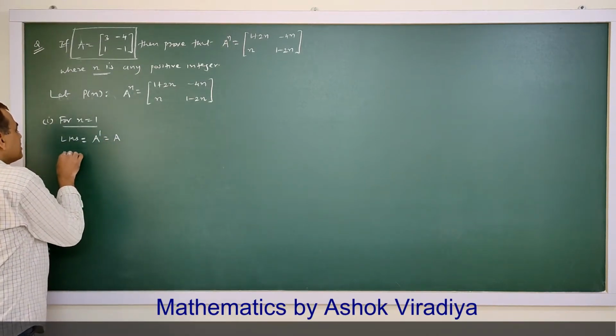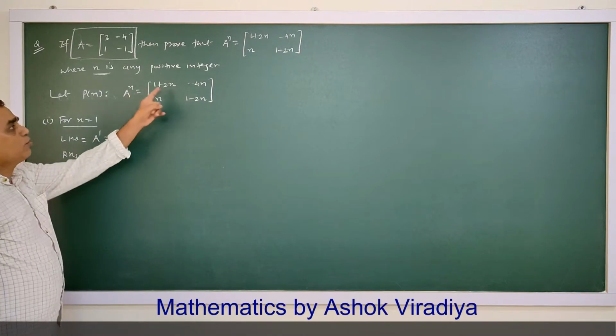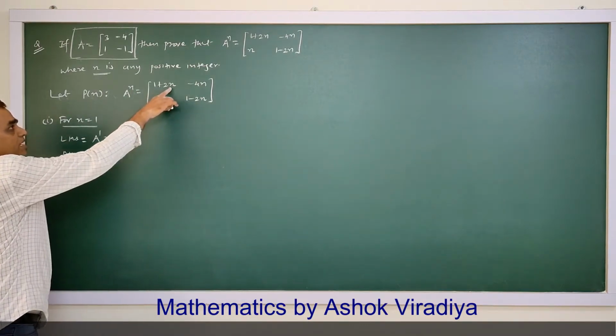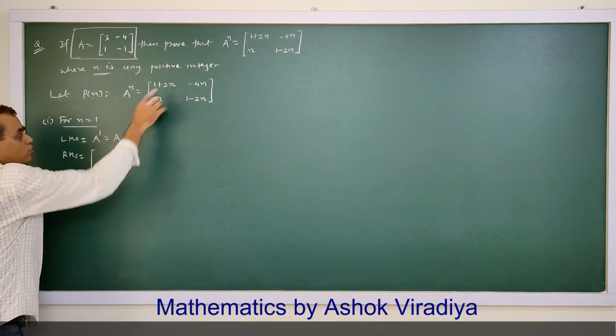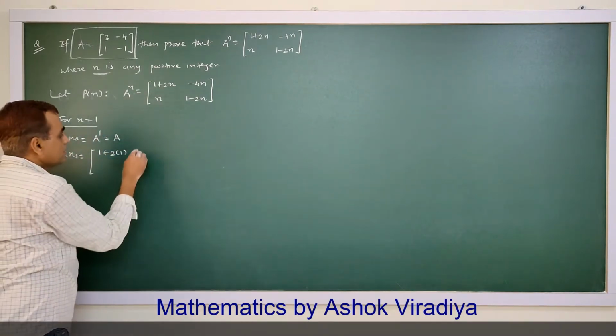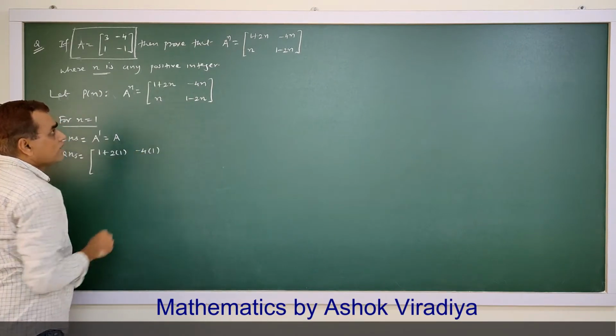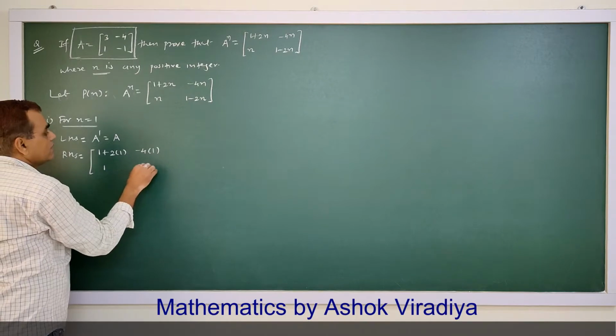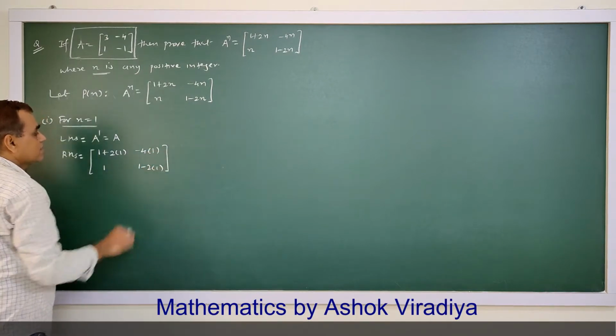Right hand side, putting here n equal to 1. Say giving here 1. So 1 plus 2 into 1, minus 4 into 1, here 1, 1 minus 2 into 1.